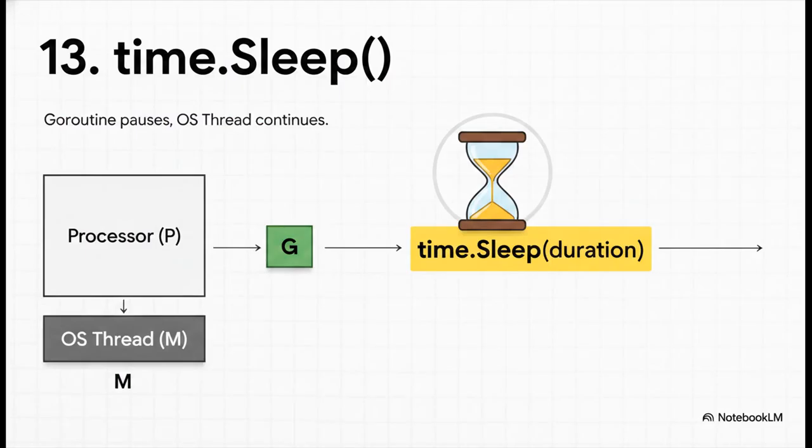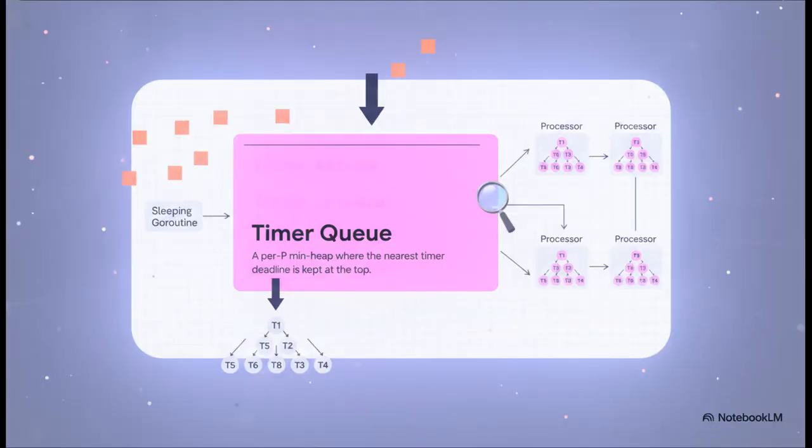All right, we've conquered network I/O and heavy syscalls, but what about time? Let's trace what happens when our goroutine hits a standard time.Sleep command. If the OS thread simply paused and waited for the clock to run out, we'd waste massive amounts of resources. So instead, a function called gopark is invoked. The scheduler moves the goroutine entirely off the active processor, setting its state to waiting. It then places the timer associated with this sleep into a specialized timer queue.